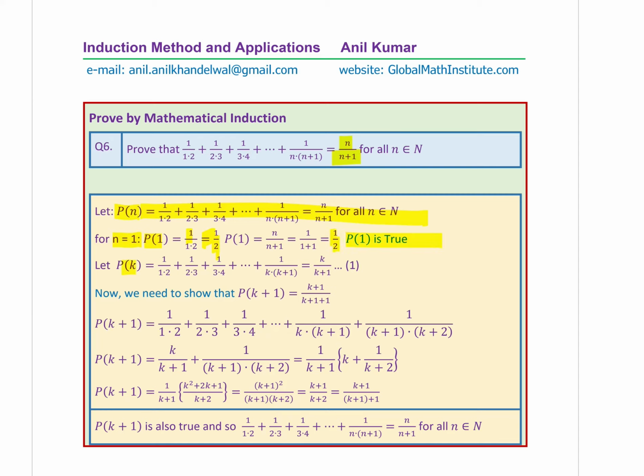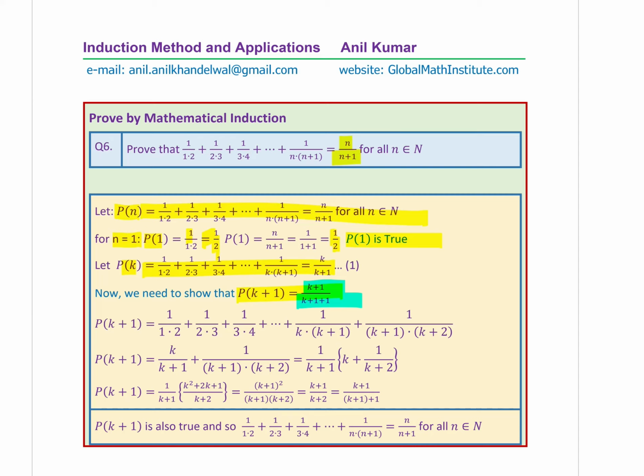Substitute k and say, well, this statement will be true. And we are going to use this statement to prove that k plus 1 also is true. So for k plus 1, we substitute k plus 1. So we get k plus 1 in the numerator and k plus 1 plus 1 in the denominator.